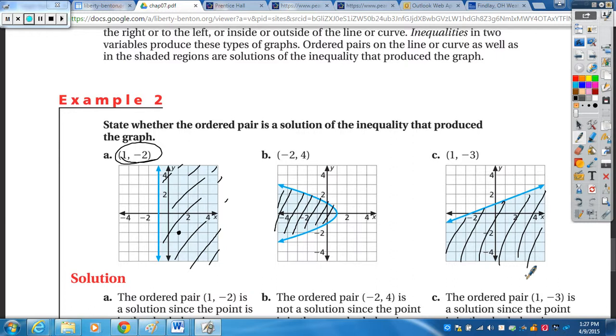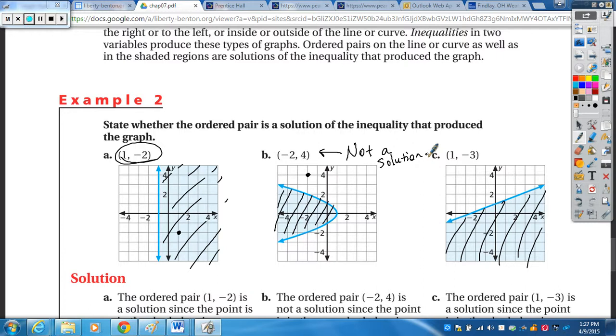Okay, hopefully you took a moment and looked at that. If I graph negative 2, 4, negative 2, 1, 2, 3, 4, obviously this is outside the area of the shaded region, so this is not going to be a solution. Not a solution. Okay, not a solution.